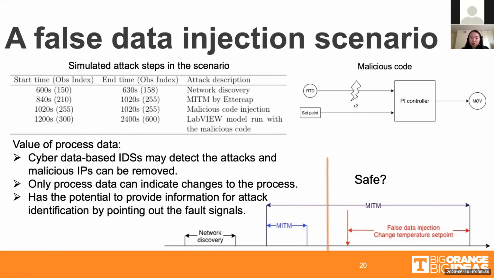So this scenario shows the value of the process data, because even if, let's say, module 1 or module 2 detected the network discovery here, or even detected the man in the middle here, later the operator says the malicious IP is not in the system anymore, or the operator kicked out the attacker, and then the operator may think the whole system is safe. But actually the malware is still there to perform the false data injection. So here shows the value of the process data, because the cyber data could miss something that process data could be able to see.